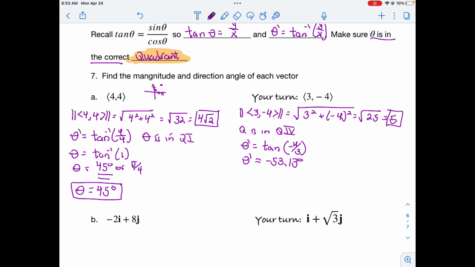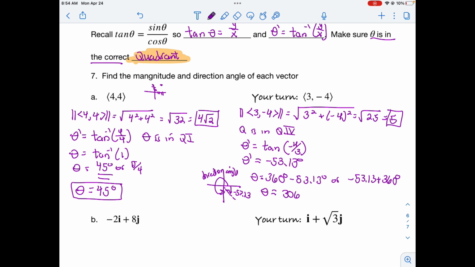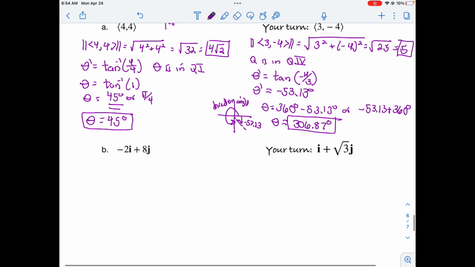But this is not our direction angle, because remember this negative is going clockwise, and remember our direction angle by definition must be in standard position, so it needs to go counterclockwise. So I can find my direction angle by taking this reference angle the calculator gave me and adding 360 degrees to it. And you end up that our actual direction angle is 306.87. Did you remember to do it in standard position?